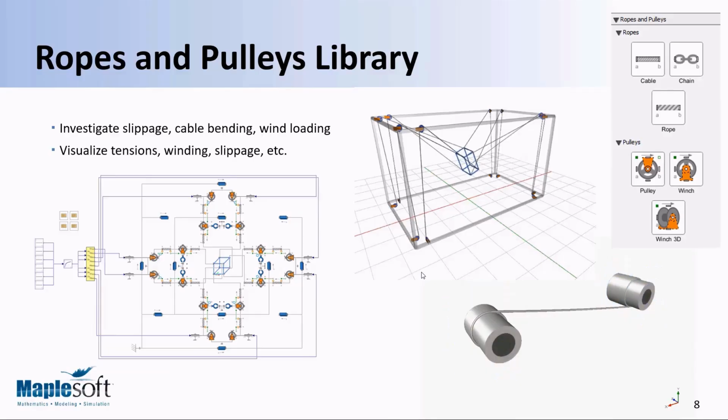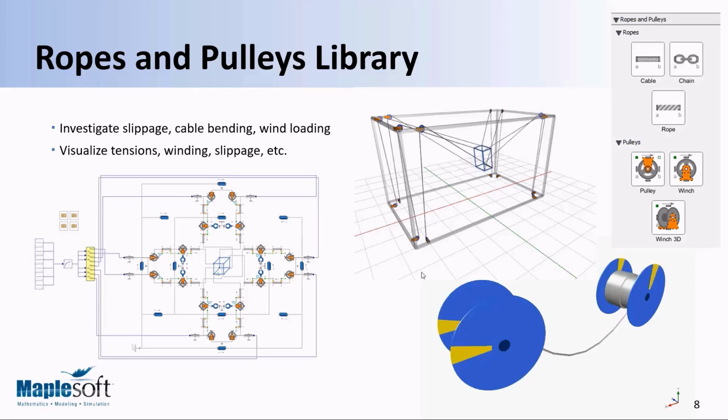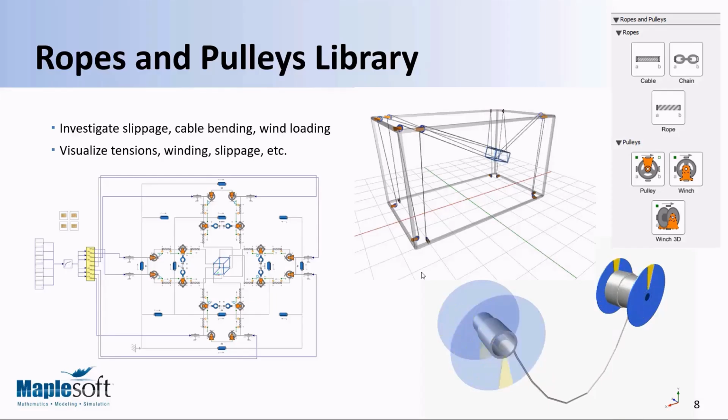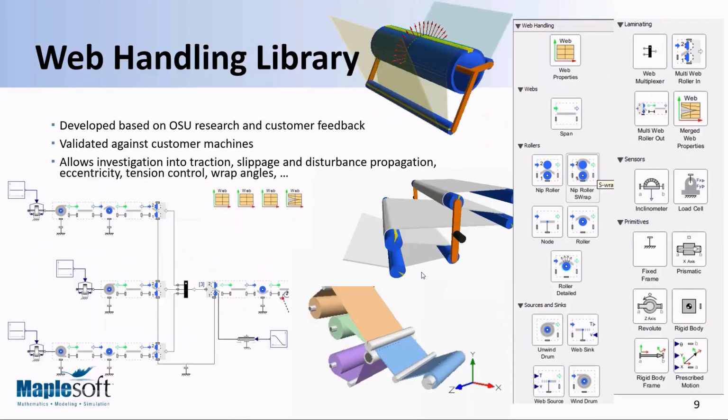But in doing further research, there's a lot of information published by Oklahoma State University, the Web Handling Research Center there, that was made public. But also in working with customers, we found out that it's not quite the right dynamics that you're dealing with inside of ropes and pulleys. And as a result, the idea for the web handling library was born. And four years ago, we released this library.